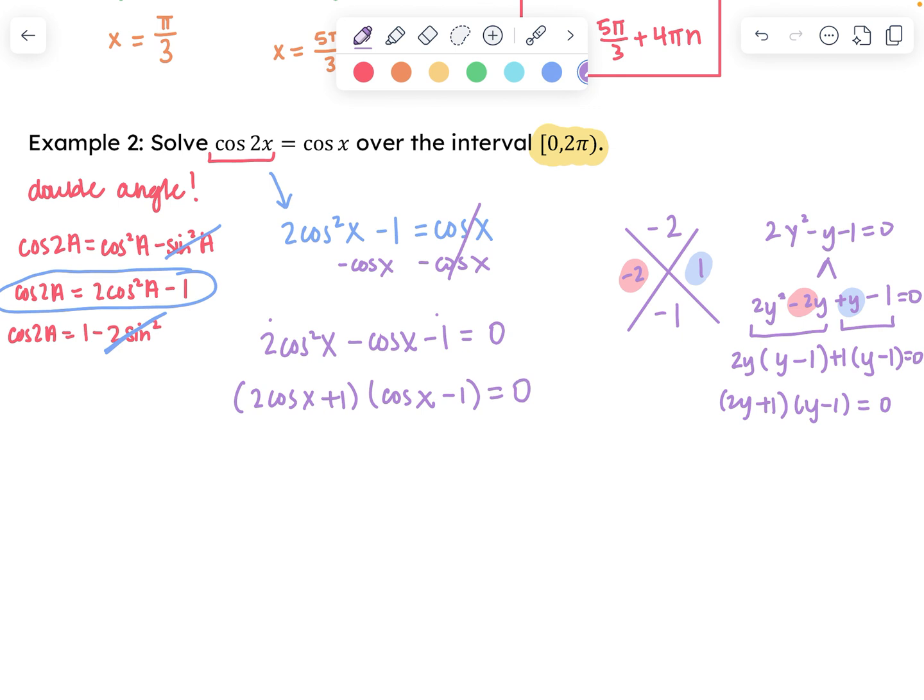Then I'm going to take both of those and set them equal to 0. So over here, 2 cosine x plus 1 equals 0. Over here, cosine x minus 1 equals 0. For this one, I would subtract 1 from both sides, so 2 cosine x equals -1. Then I can divide both sides by 2, so cosine x equals -1/2.